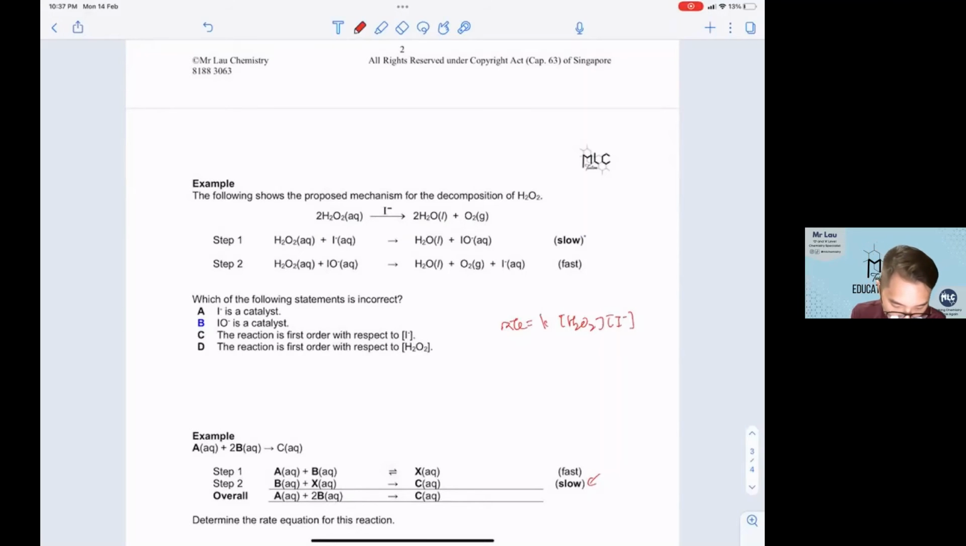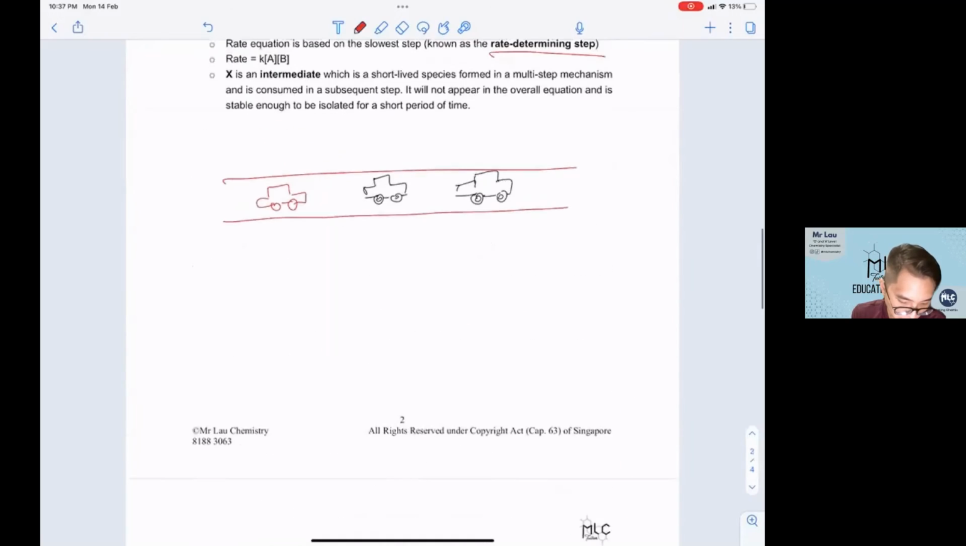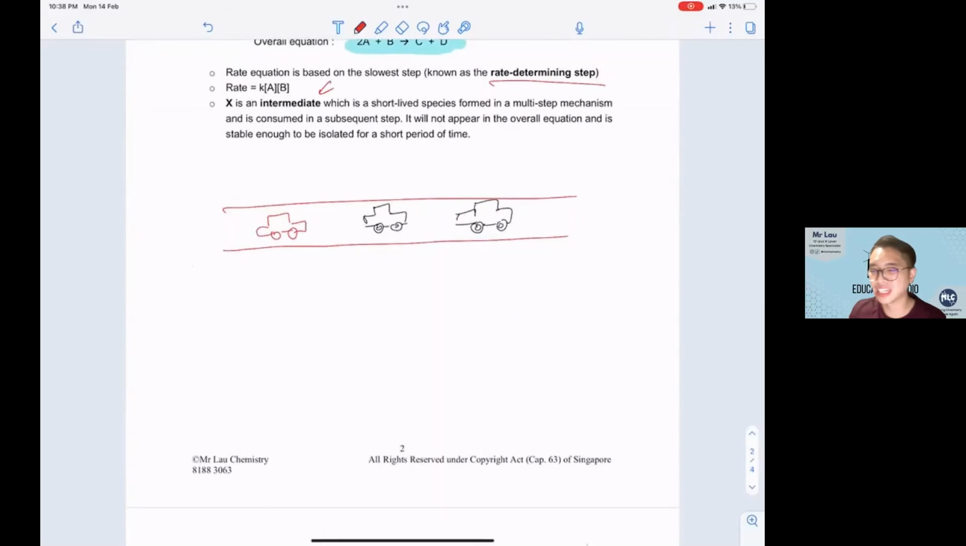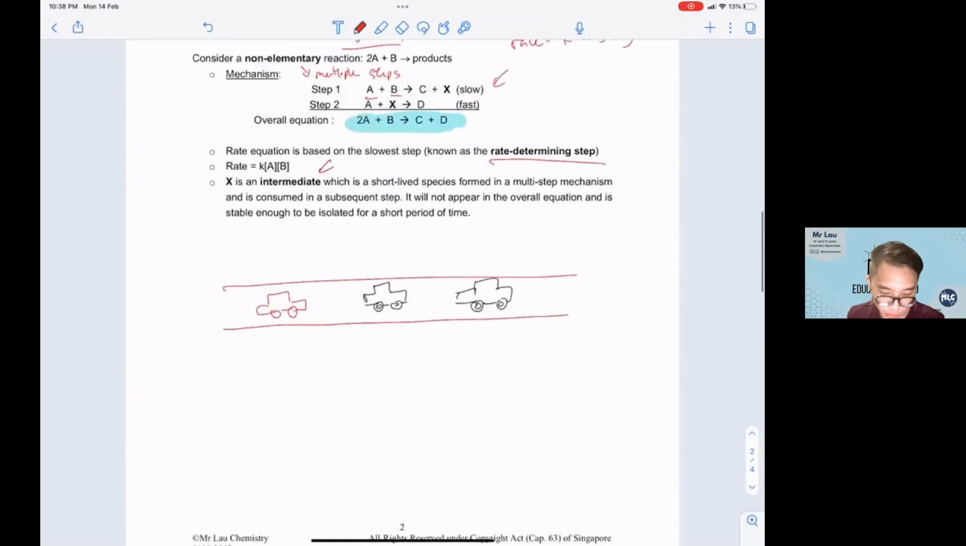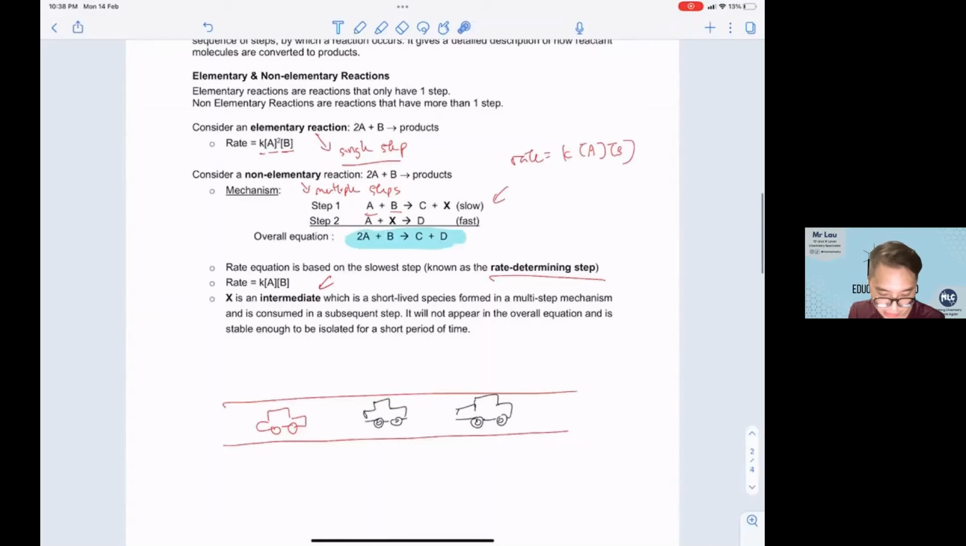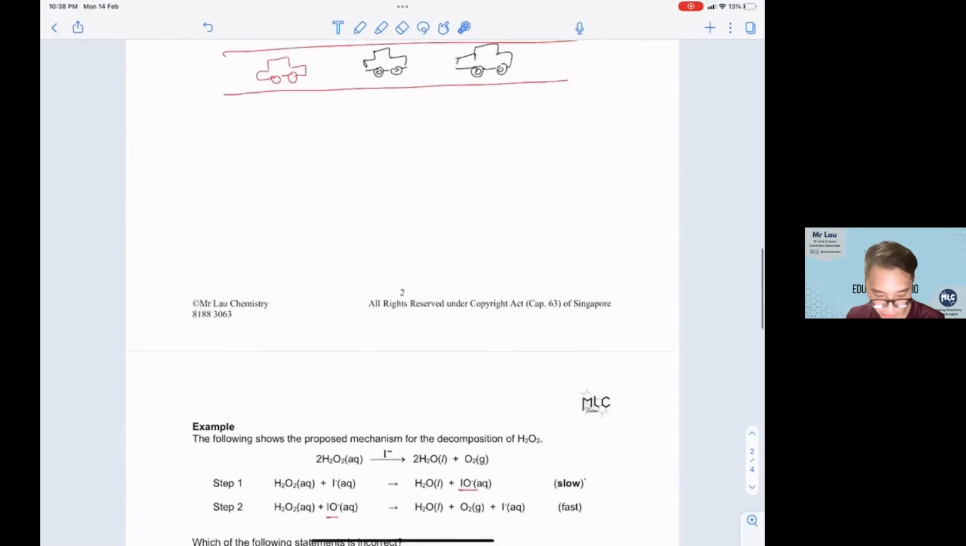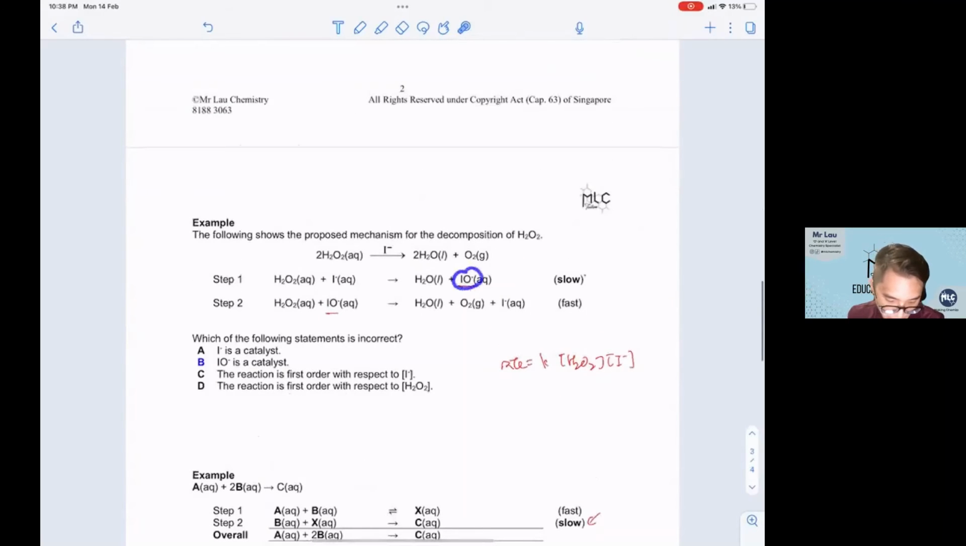IO- is an intermediate over here. Intermediates are short-lived species that do not appear in your overall equation. Over here, X is the intermediate. So once it is produced, it will immediately be used up, so it does not appear in your overall equation. So IO- is your intermediate, it's not a catalyst. I- is a catalyst over here. The reaction is first order with respect to I-, yes, and first order with respect to H2O2. So all these are correct. So the one that is incorrect will be B.